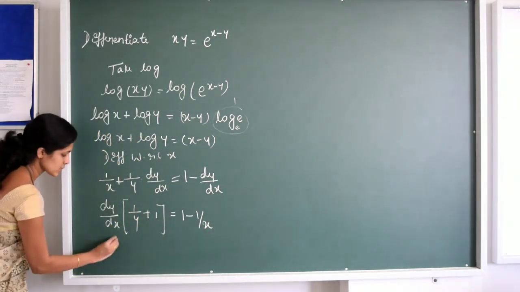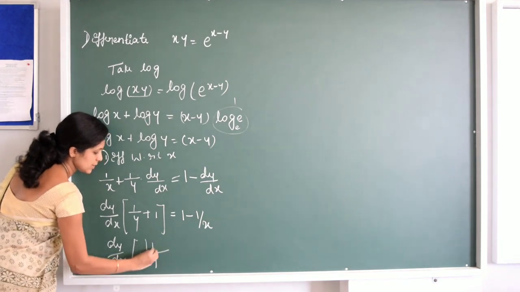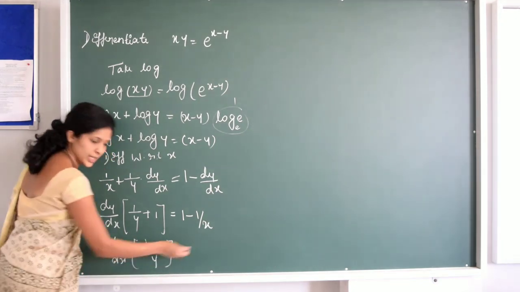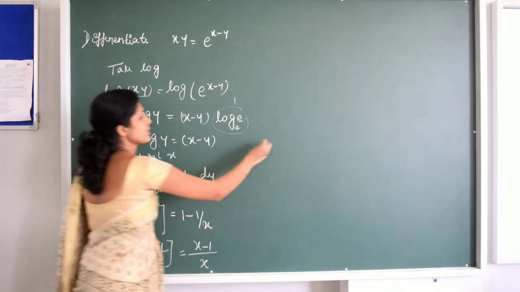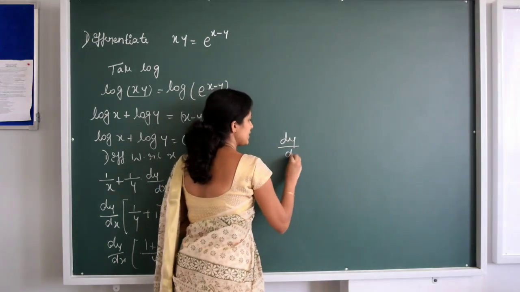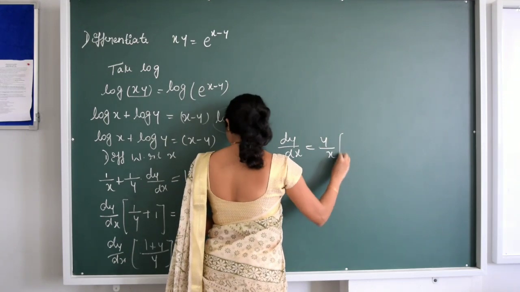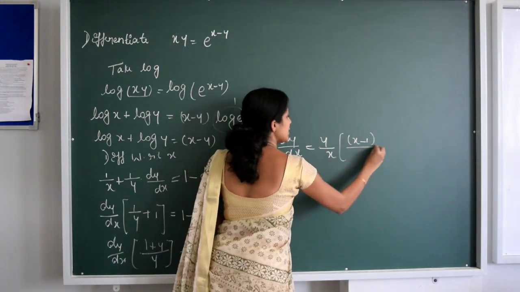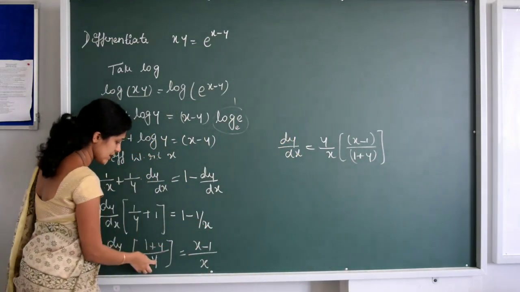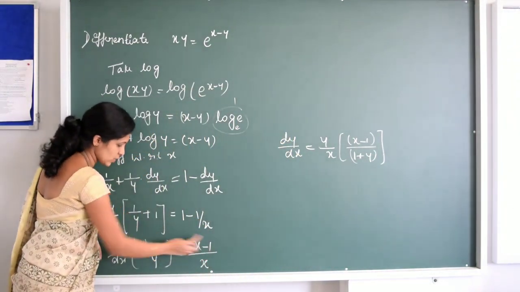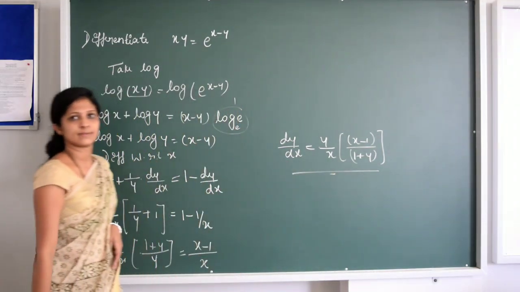Now we take the LCM. So dy by dx into, by taking the LCM, this can be written as 1 plus y. So this is equal to, take the LCM as x, so this is now x minus 1. So finally, we can write dy by dx is equal to y by x into x minus 1 divided by 1 plus y. This is the derivative of the given function.